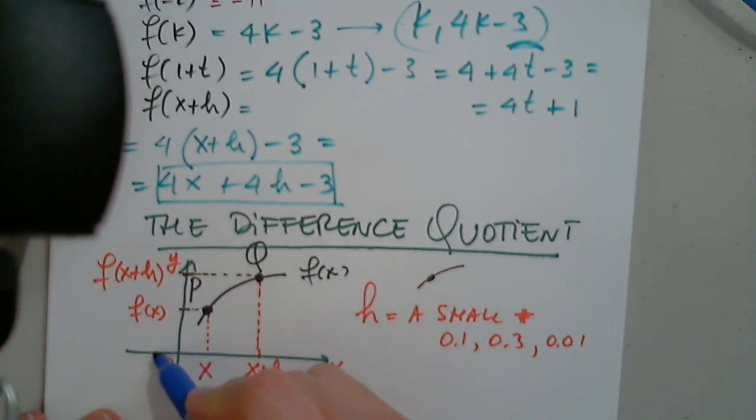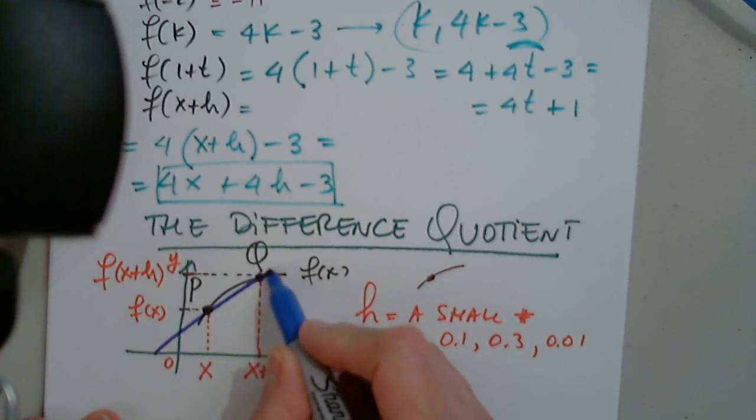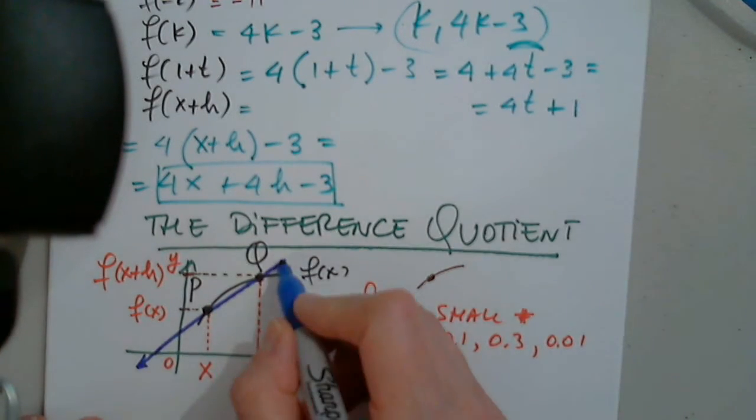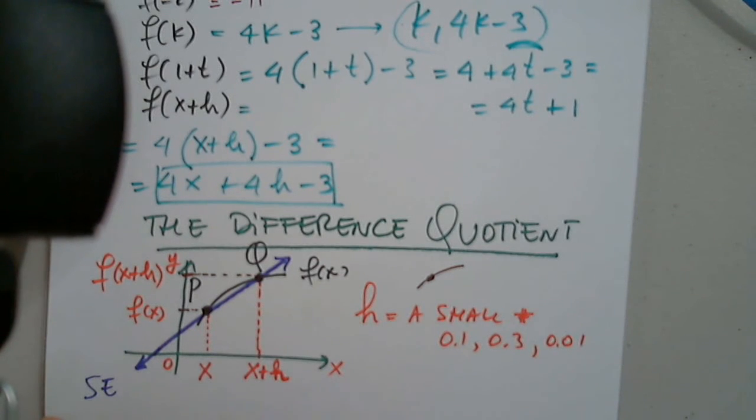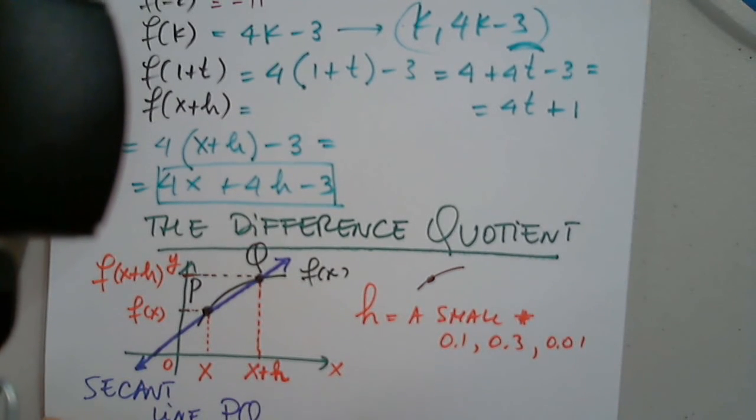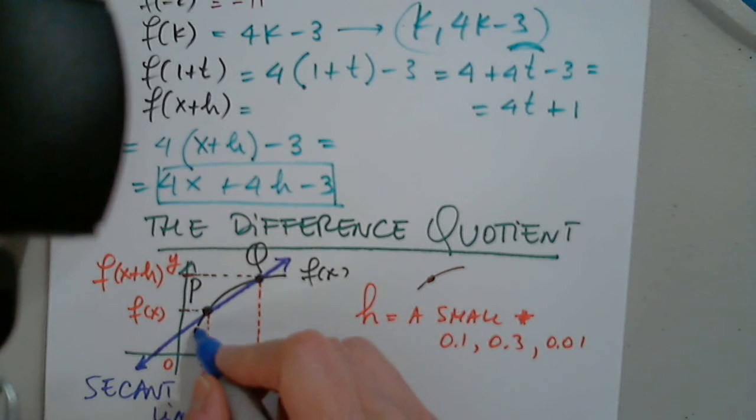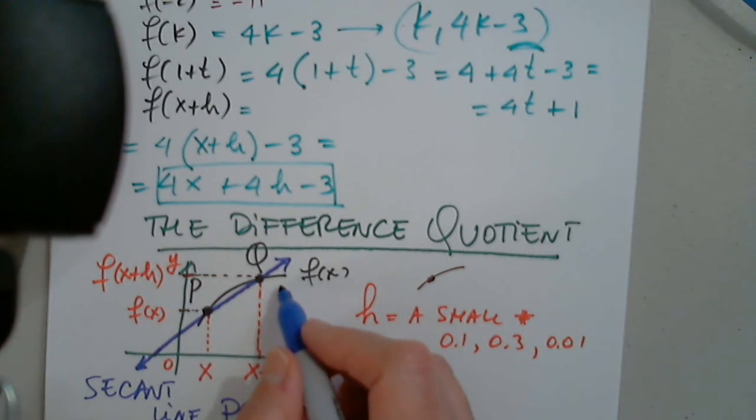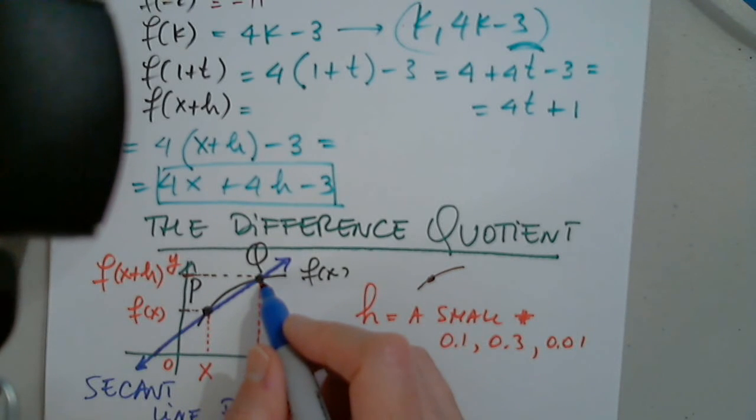Now I'm going to draw a line. It's called the secant line. Nothing to do with trigonometry. Secant line PQ. Why is it called secant? It's because it crosses the graph of a function in more than one point. In this case, in 2 points.